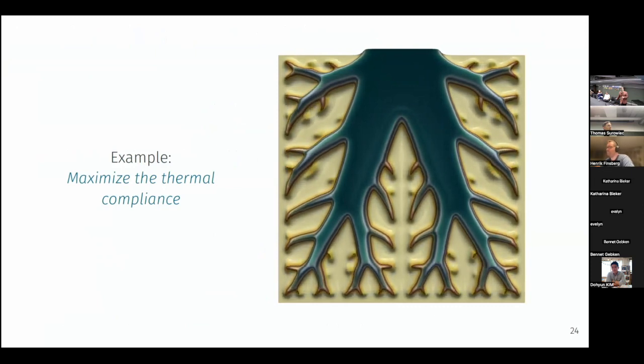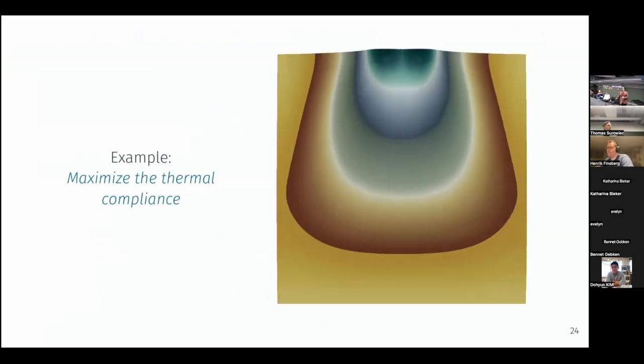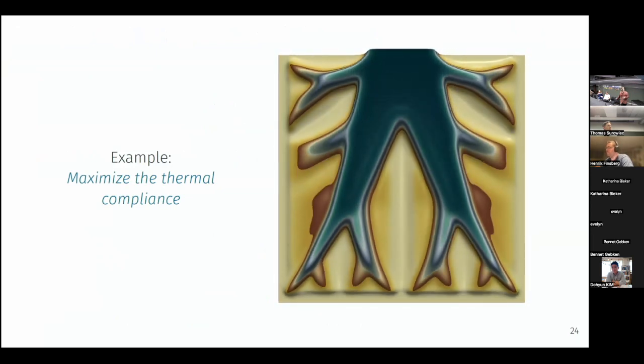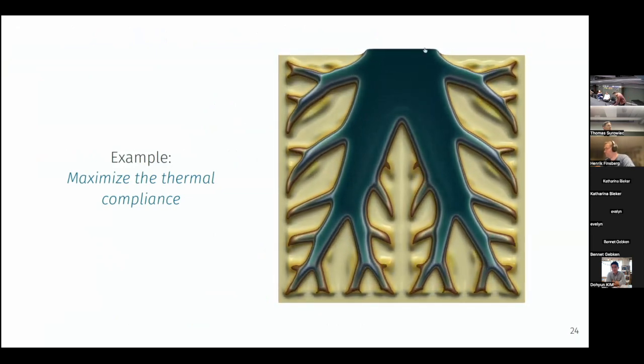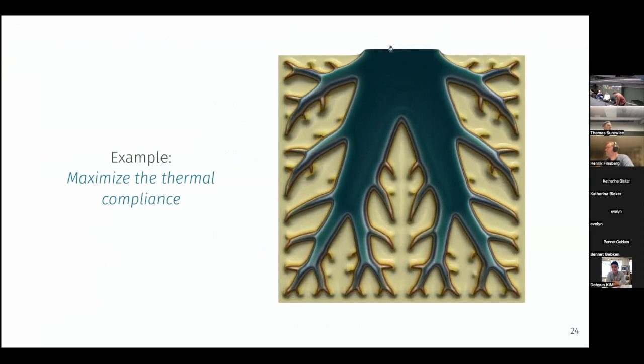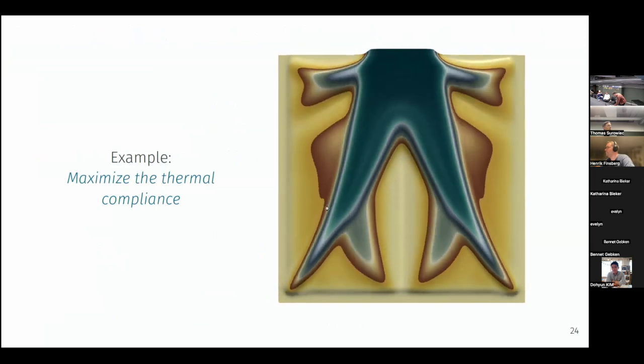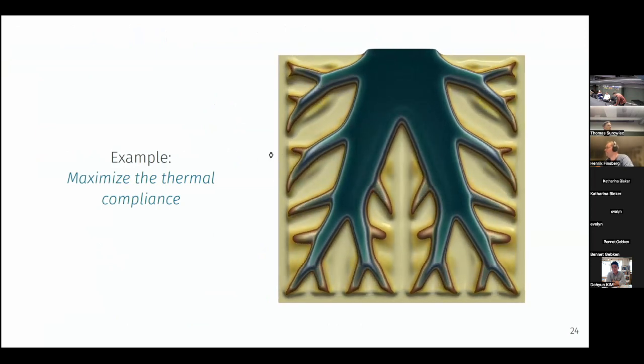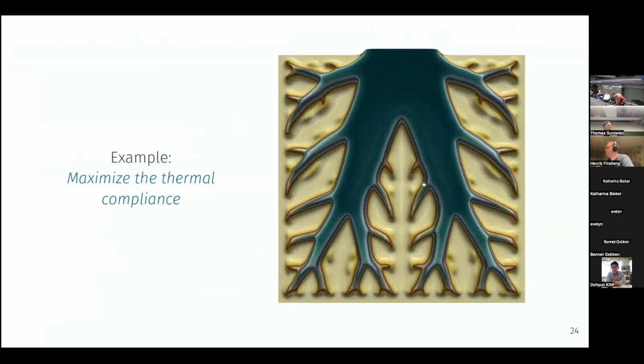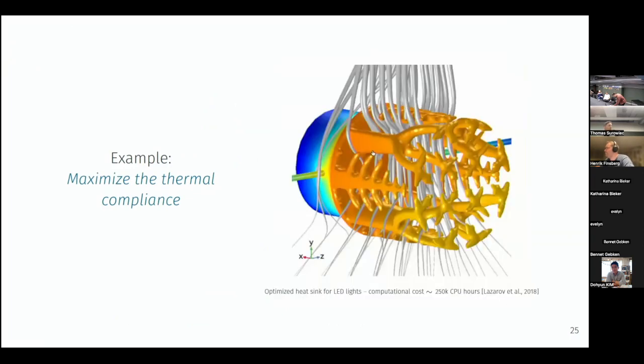We're trying to find the optimal distribution of material in the space that we're being heated from the top, and heat is able to be released through this opening at the top. We're being heated uniformly inside, and heat cannot escape through the boundaries. You get to design something like this. This is a 2D example, but this can be extended to 3D.